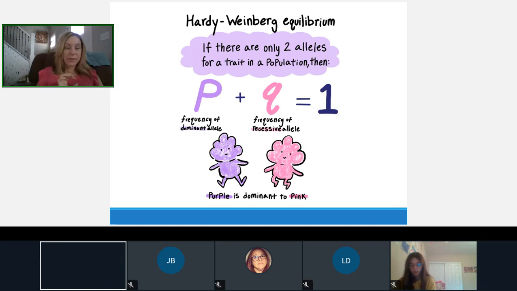P equals dominant. When we're looking at calculating allele frequency, we know there's only 2 types. So we're going to have 2 different factors that we're looking at. P is the dominant allele, Q is the recessive allele. So everybody put Q equals recessive.